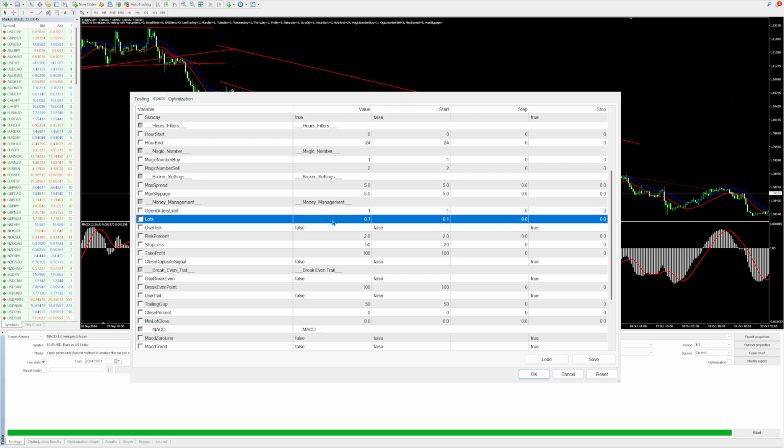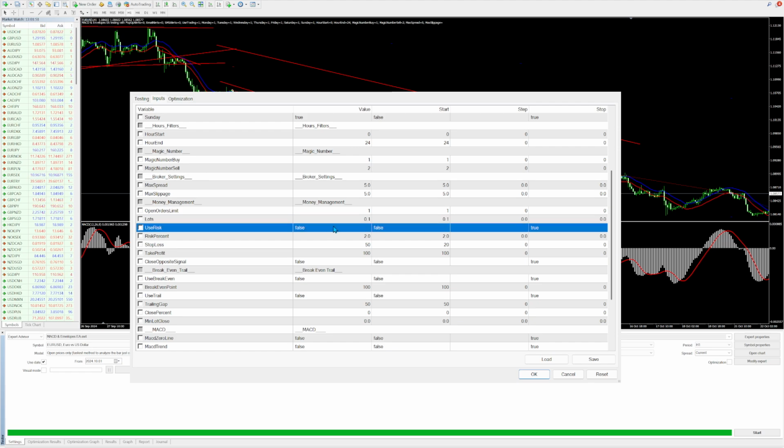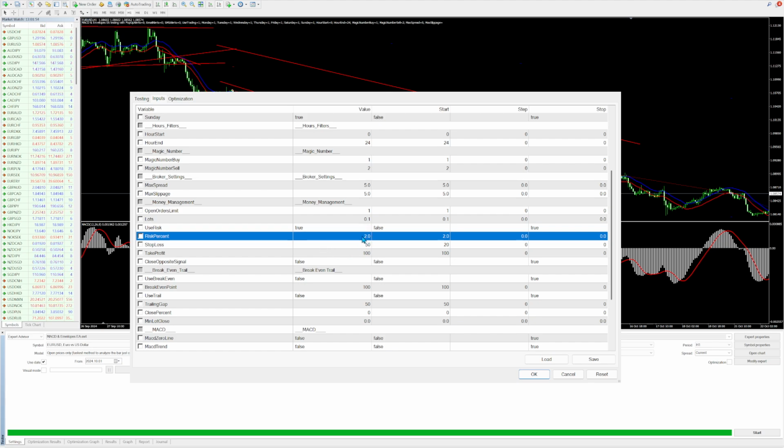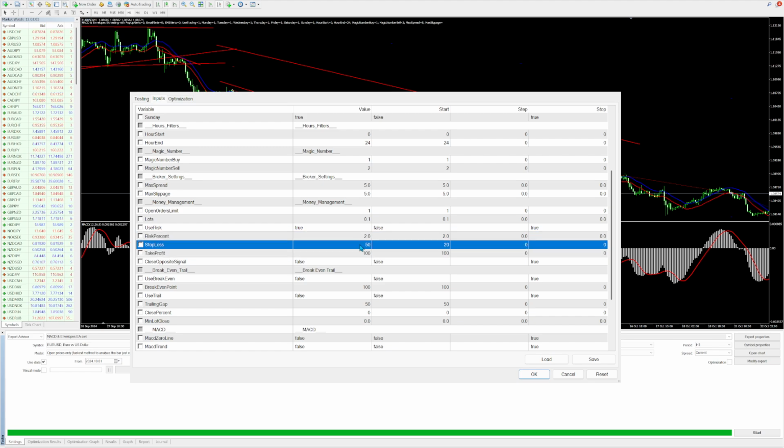Lots, this is the position size you want the EA to take. It will only use lots if you have use risk set to false. If you have it set to true, then the EA will calculate the lot size depending on the risk percent that you set here in the risk percent field. Stop loss and take profit, self-explanatory.